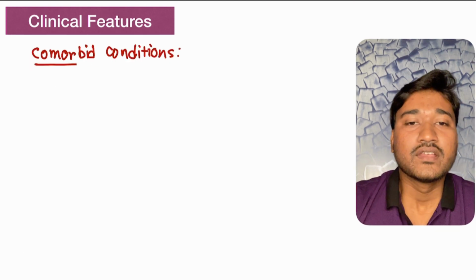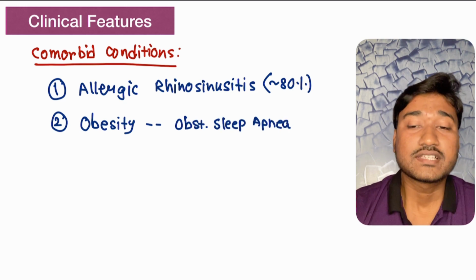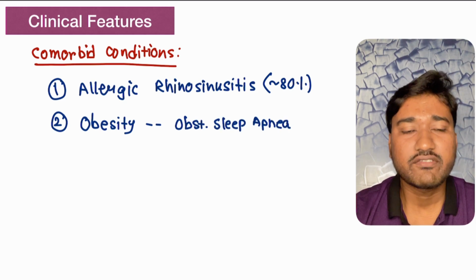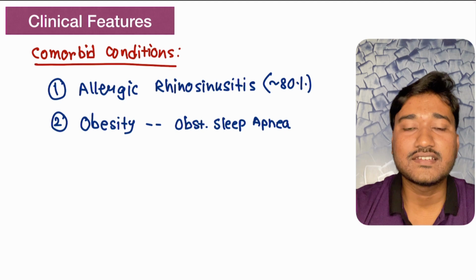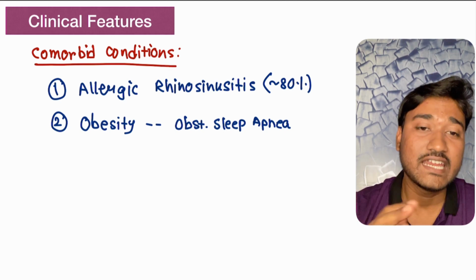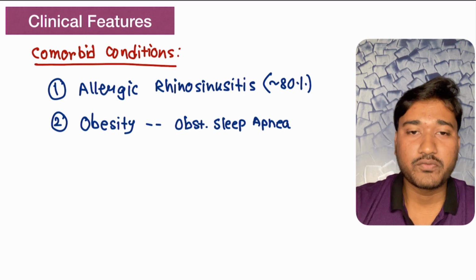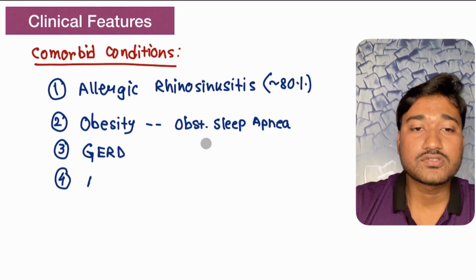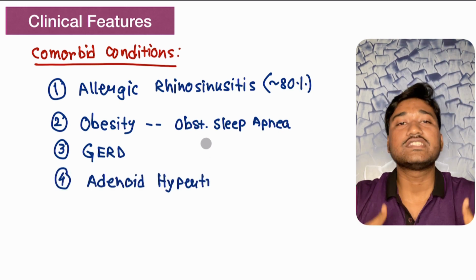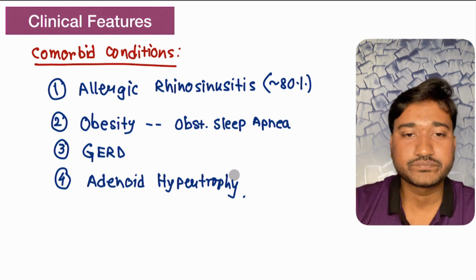Another thing is that in the history you must take the history of some comorbid conditions which are very common in asthma, like allergic rhinitis. This is seen in 80% cases, so there is association in 80% cases. Secondly, obesity, and if there is obesity, of course we have obstructive sleep apnea that may be present. And also GERD, that is gastroesophageal reflux disease. And there is adenoid hypertrophy.